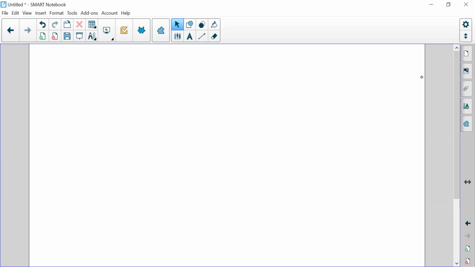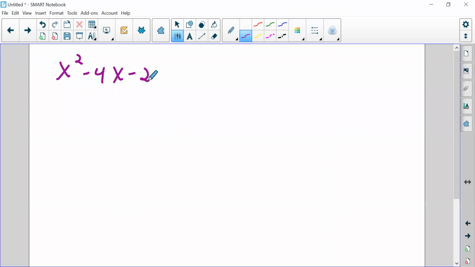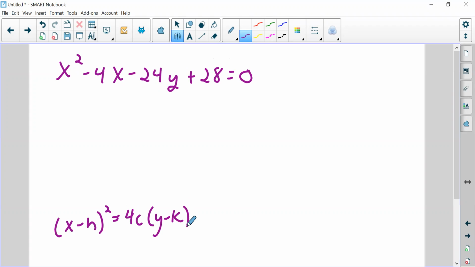All right, the last kind I want to go over is when the equation is written in a form from which we can't easily find our vertex. It doesn't look like the other one. You'll often see these parabolas written like this: x squared minus 4x minus 24y plus 28 equals 0. What you have to do is convert this into the form (x minus h) squared equals 4c(y minus k), or (y minus k) squared equals 4c(x minus h).